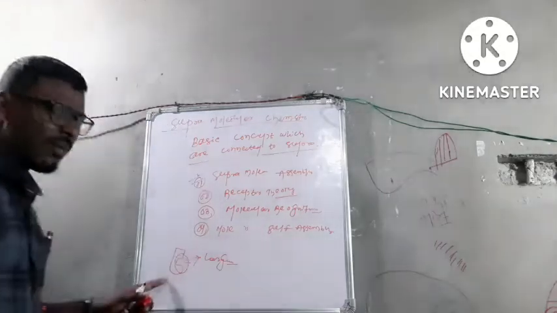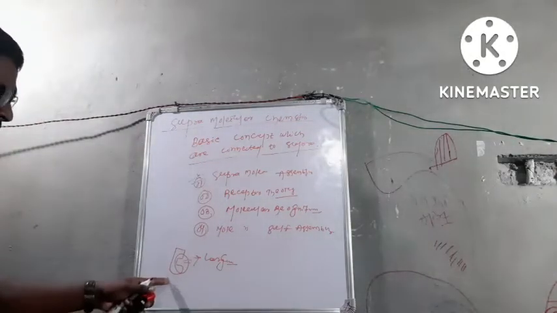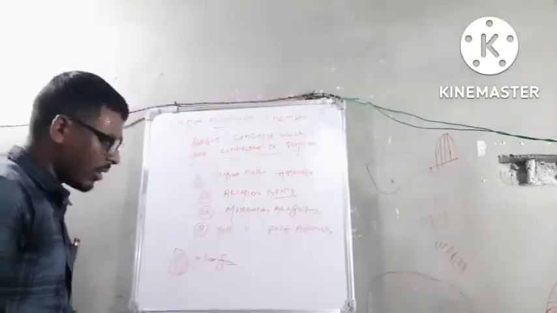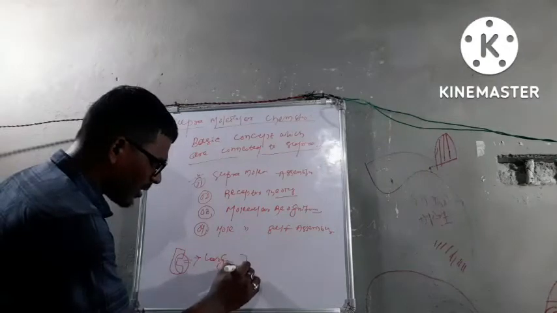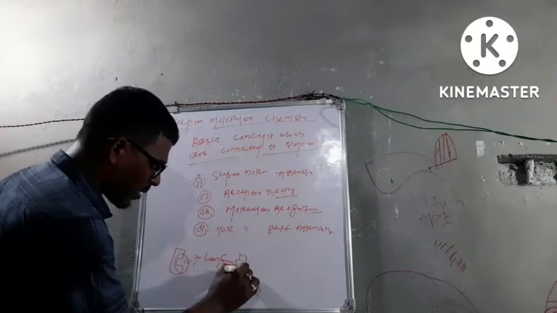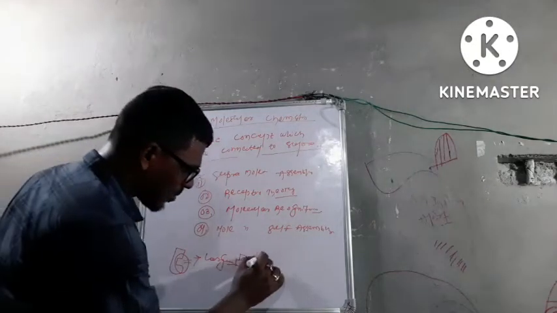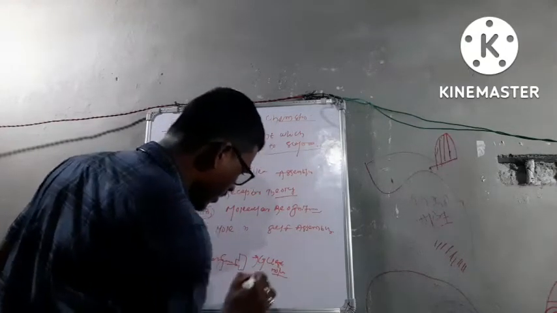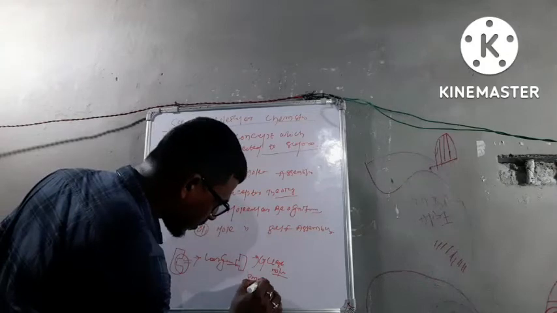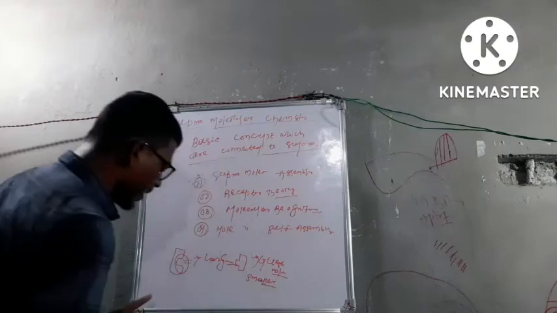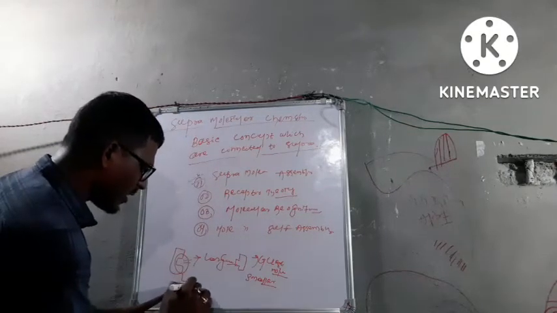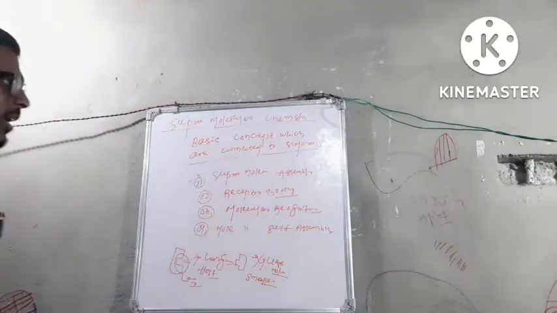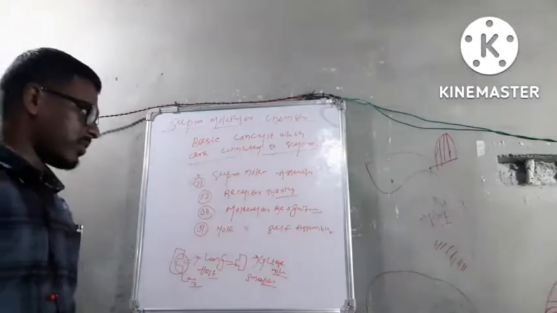The receptor is larger in size. That is called the host molecule. The incoming molecule is called the guest molecule. The guest molecule is smaller in size, and the larger one is called the host molecule. This is the basis of host-guest chemistry.